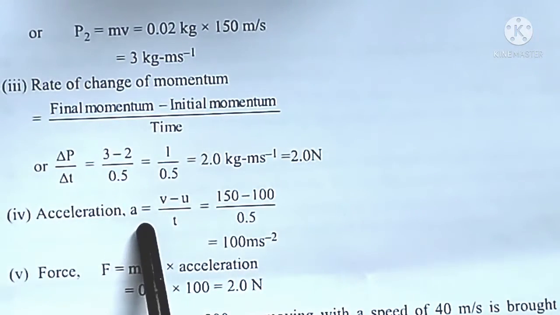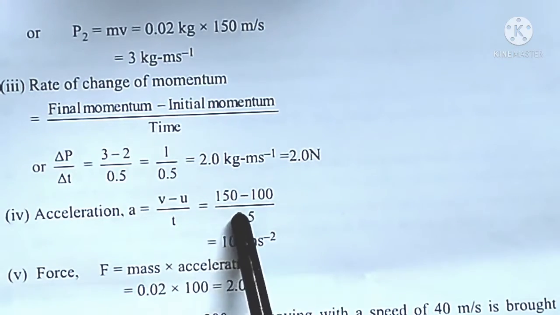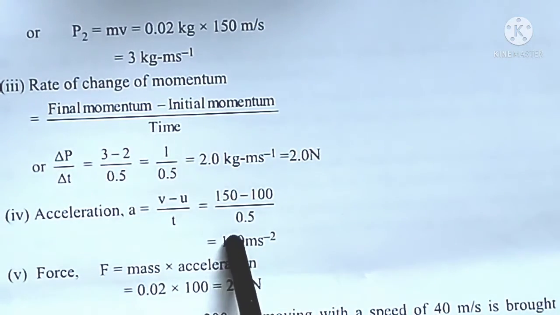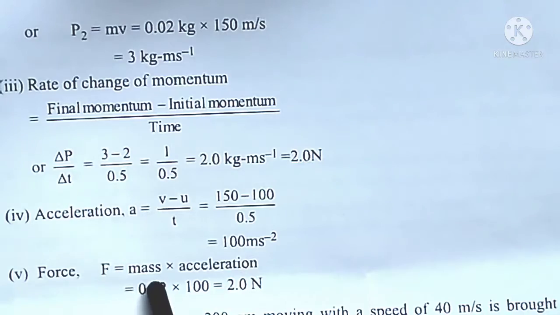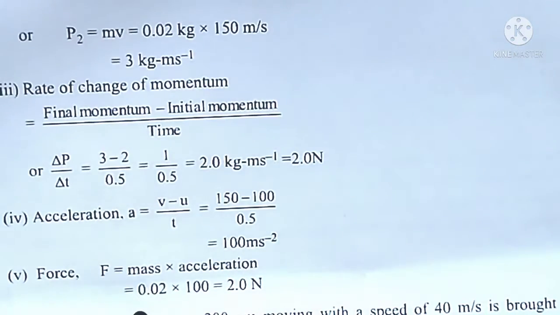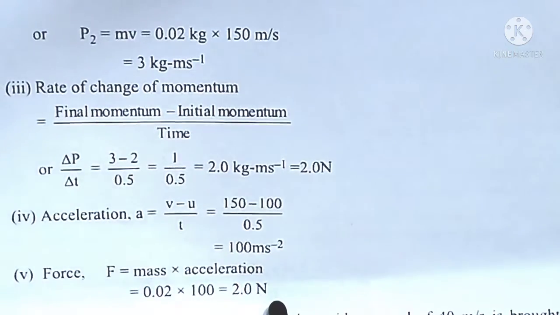Fourth one, acceleration. a is equal to v minus u divided by t, that is equal to 150 minus 100 divided by 0.5, that is equal to 100 meter per second square. Fifth one, force. Force is equal to mass into acceleration, that is 0.02 into 100 is equal to 2 Newton.